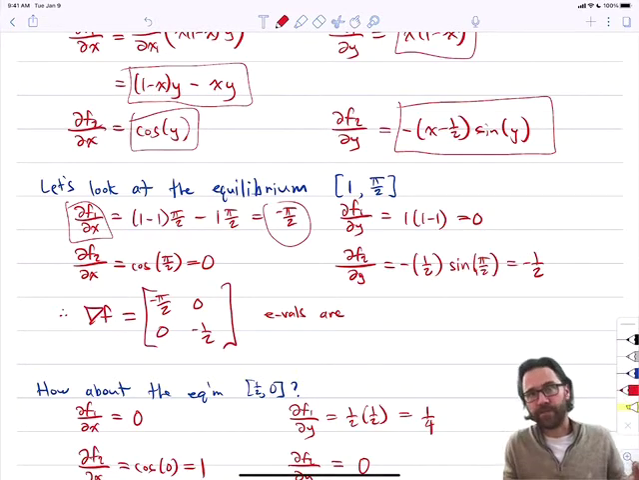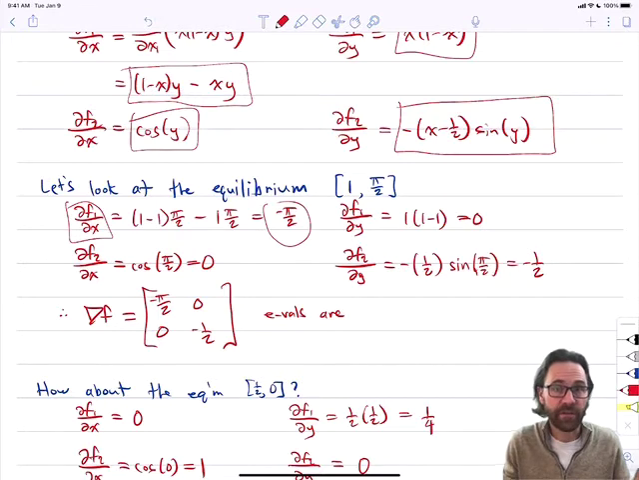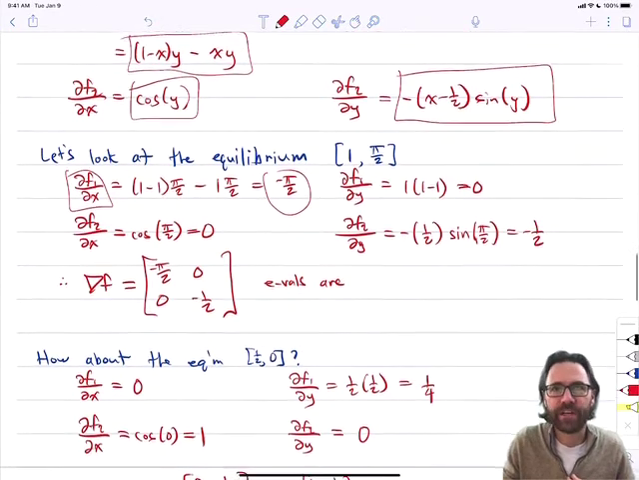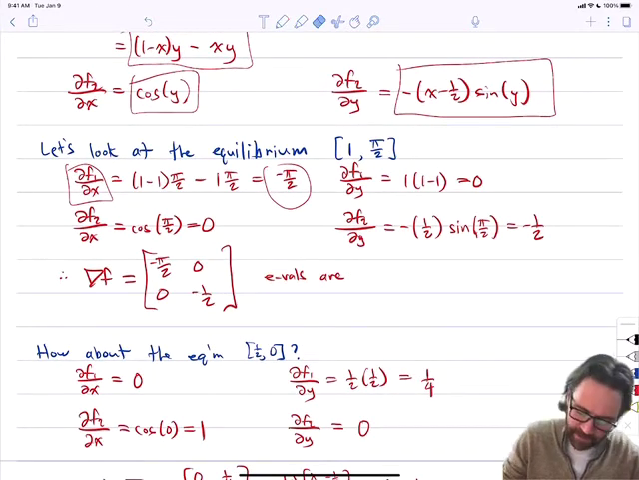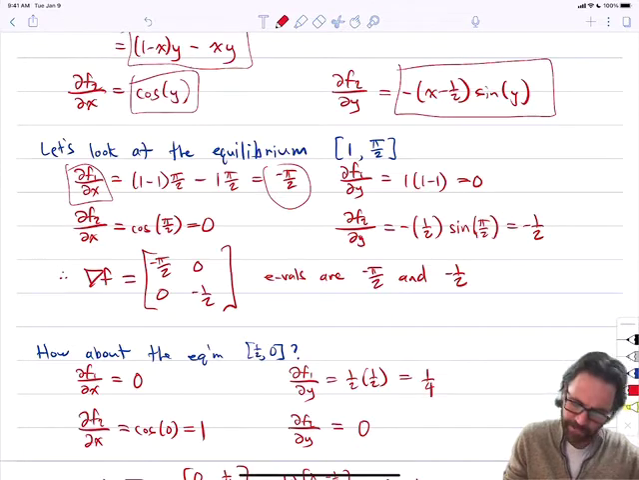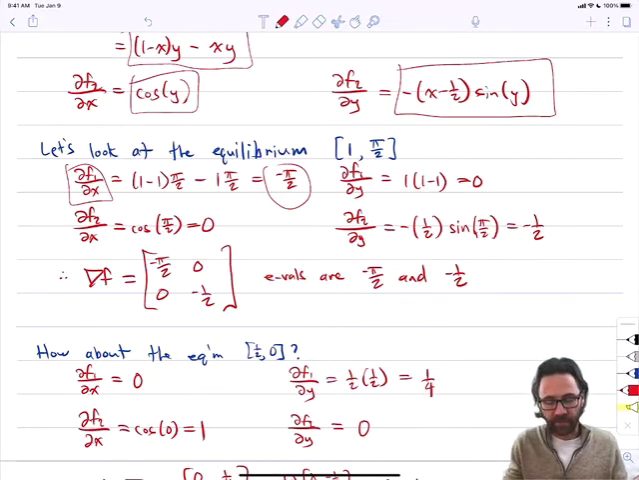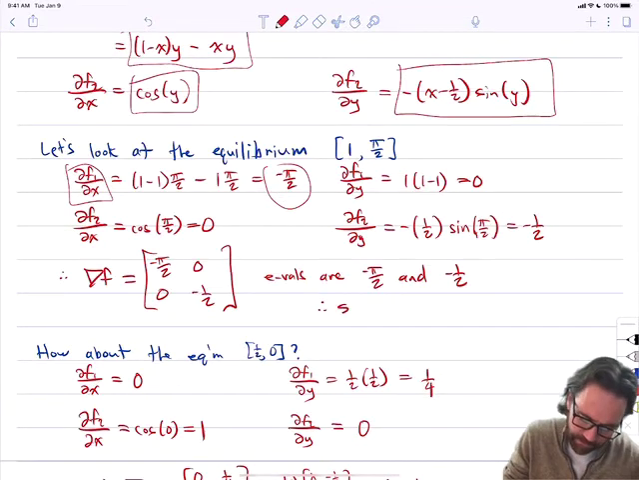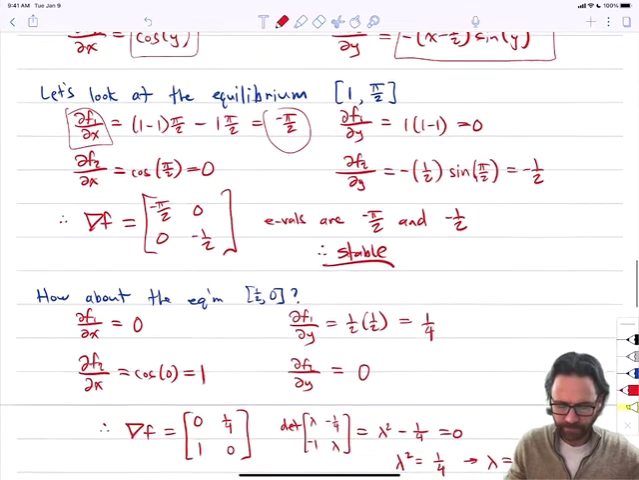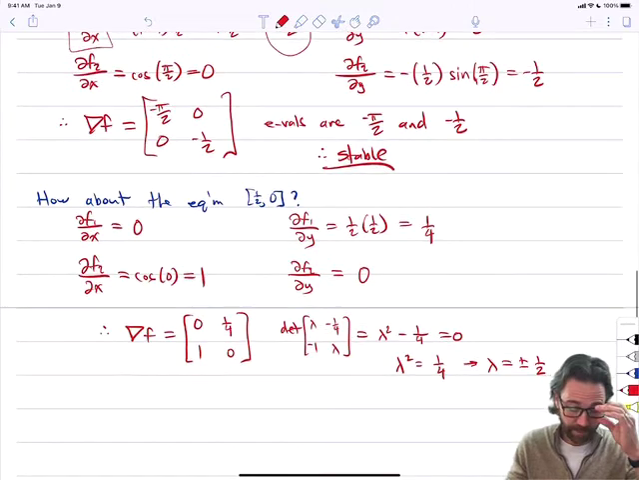So it just happens to be diagonal. It doesn't have to be diagonal, but it's convenient that it's diagonal because we can read the eigenvalues off. The eigenvalues are negative pi over 2 and negative 1/2. The real parts of those are both negative, so therefore that equilibrium is stable. I'll demonstrate that momentarily.